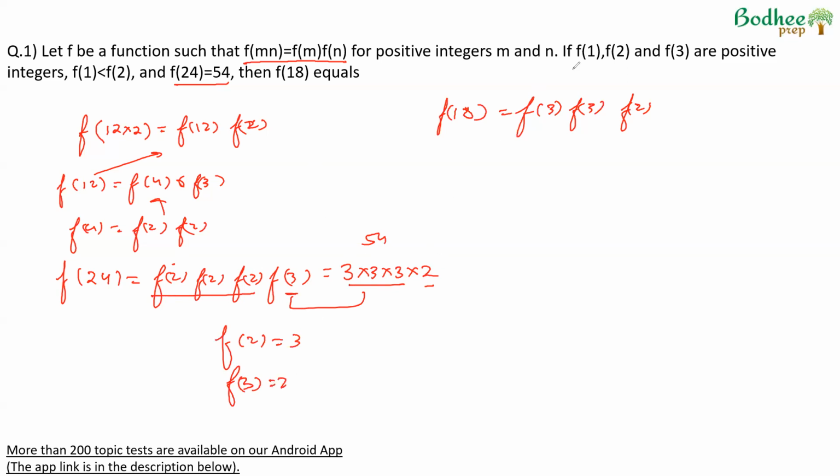That is one solution for this. And therefore, replacing the values here, we can get f of 3 into f of 3, into f of 2. This will be 2 into 2, and f of 2 is 3. And hence, my answer becomes 12.